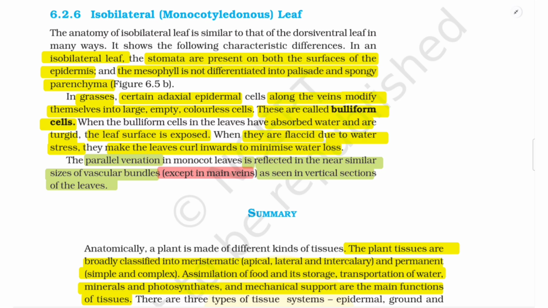In grasses, certain adaxial epidermal cells along the veins modify themselves into large, empty, colorless cells. These are called bulliform cells. When the bulliform cells in the leaves have absorbed water and are turgid, the leaf surface is exposed. When they are flaccid due to water stress, they make the leaves curl inwards to minimize water loss. The parallel venation in monocot leaves is reflected in the near similar sizes of vascular bundles except in main veins, as seen in vertical section of the leaves.